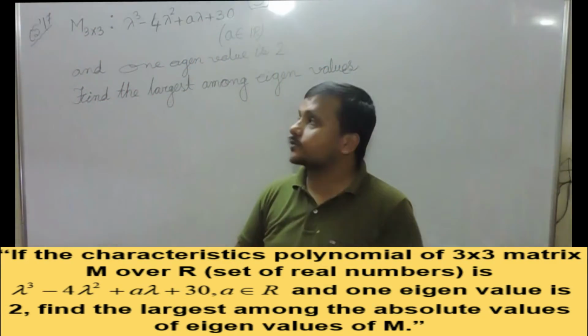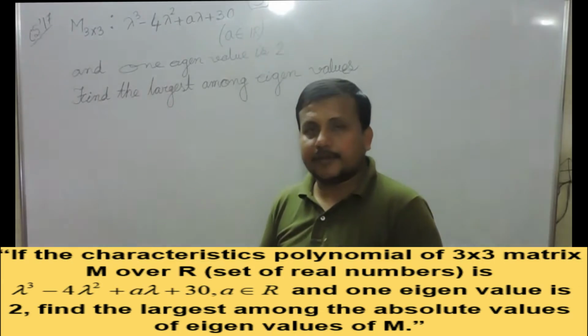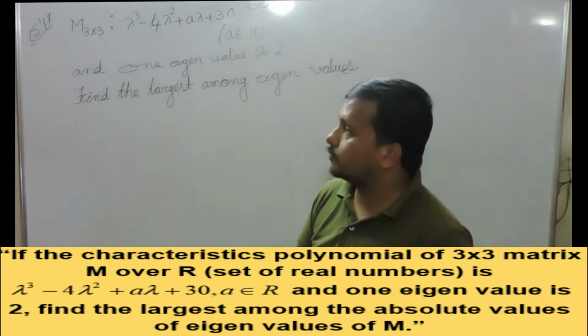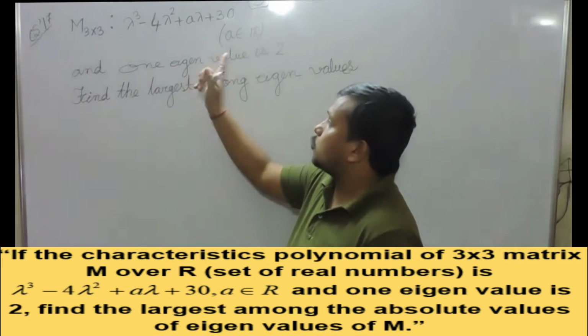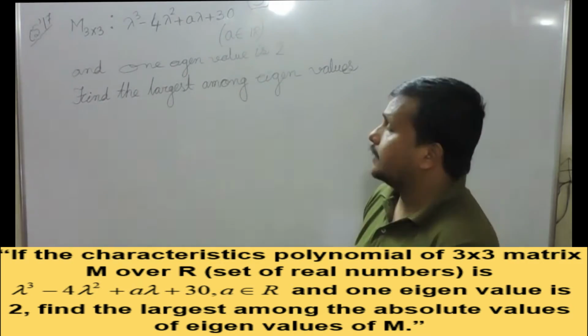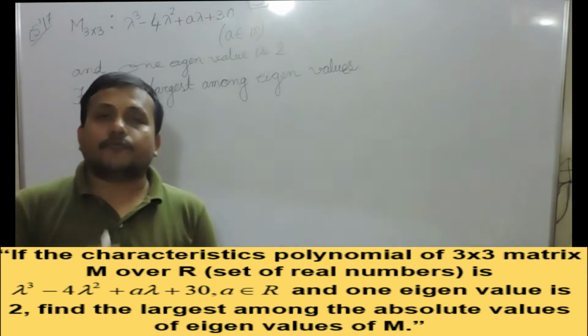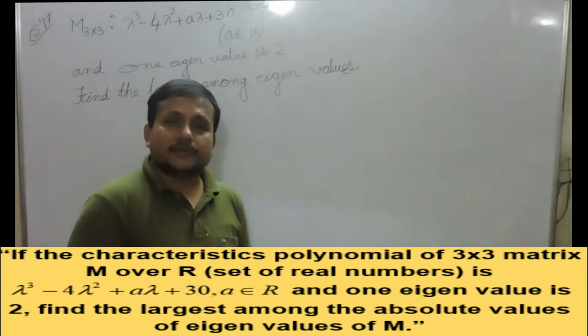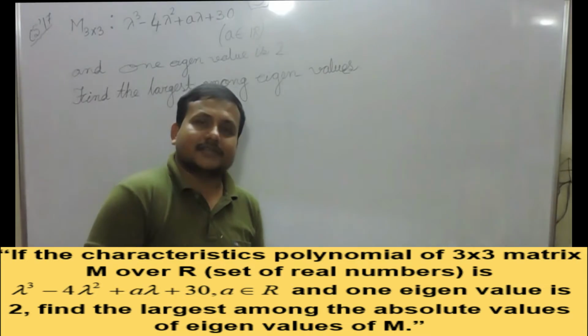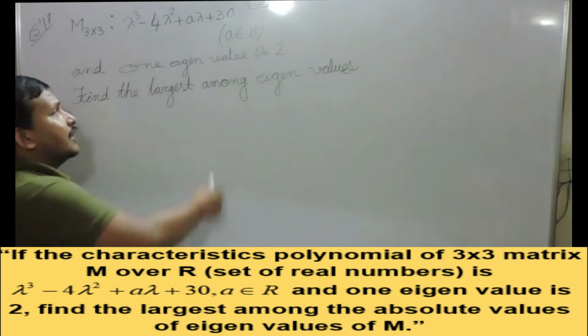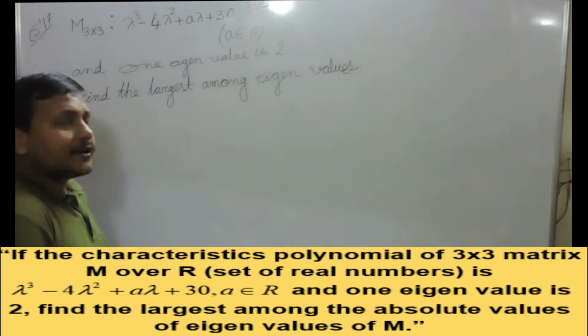So dear students, in this question from Computer Science 2017, the characteristic polynomial is given to you. It is also given that this matrix has one eigenvalue as 2 and you have to determine the largest among the eigenvalues. You have to determine all the eigenvalues first, then you find out which one is the largest. Since 2 is an eigenvalue, 2 must satisfy the characteristic polynomial.